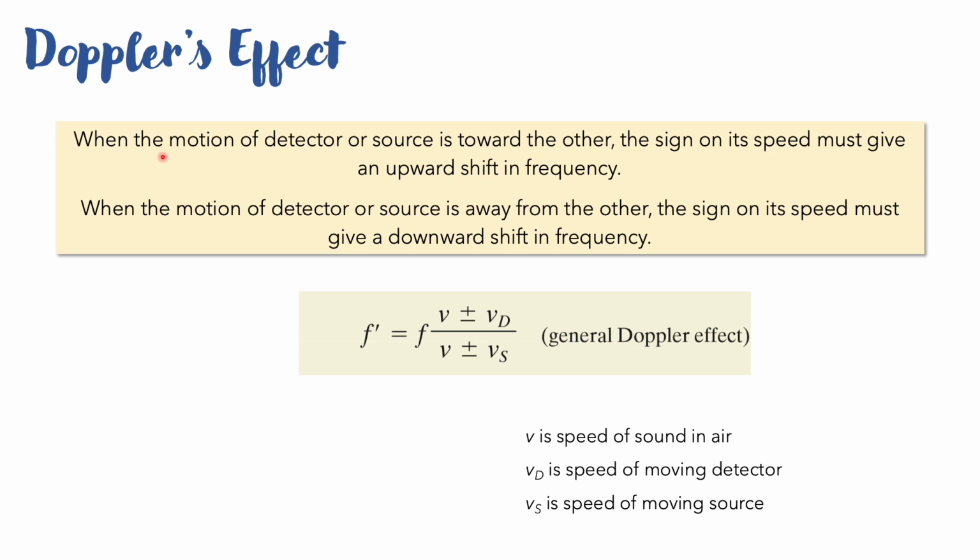Right? So Doppler's effect explains that when the motion of a detector, which can be your ear, or the source, which can be anything producing sound, is toward each other, meaning the distance is decreasing between them, the sign on its speed must give an upward shift in the frequency. The frequency of the sound increases, meaning more waves will be compressed into a smaller distance.